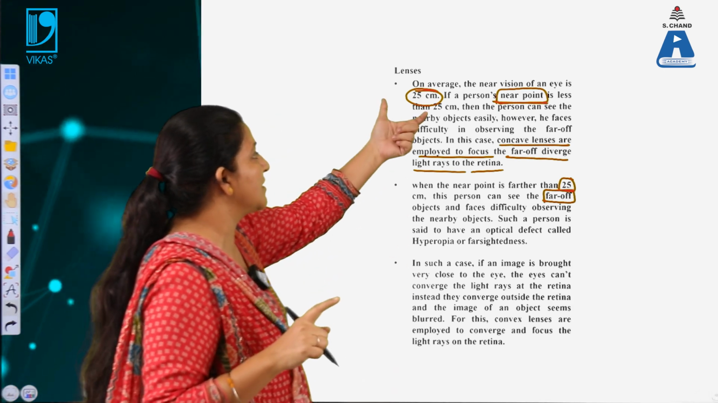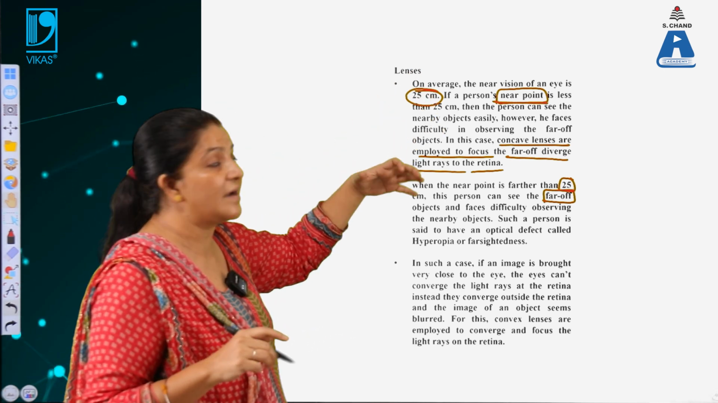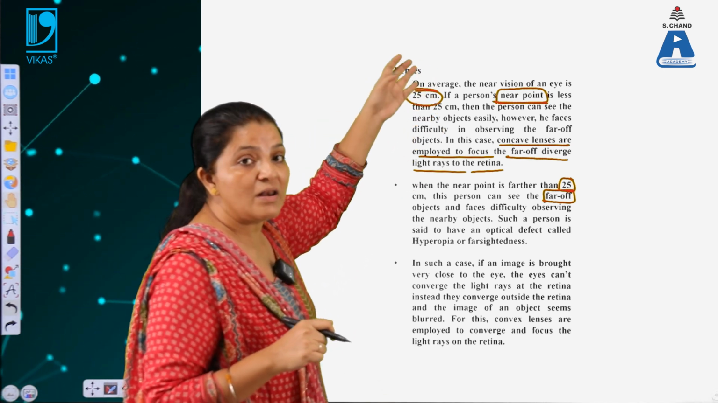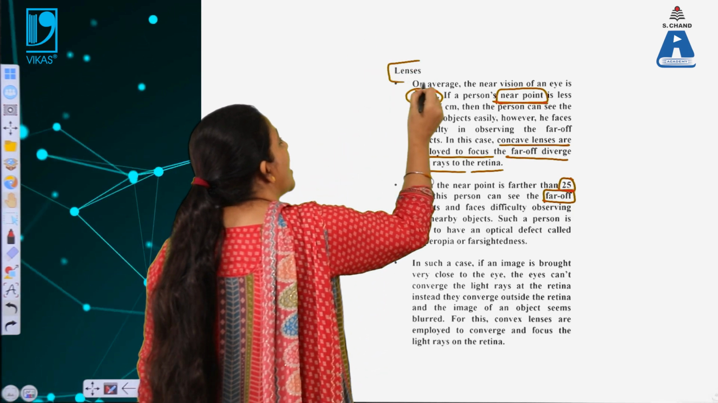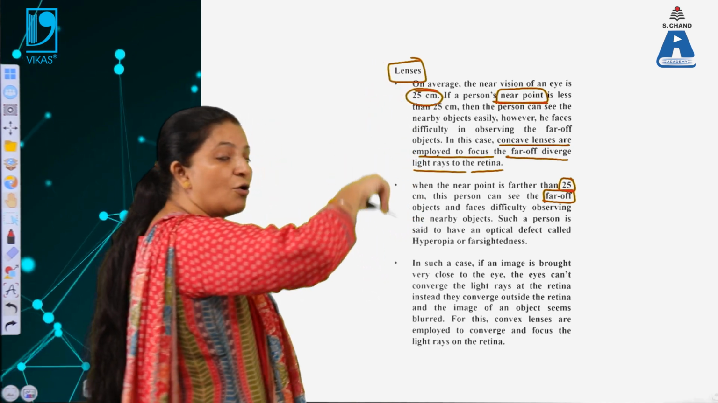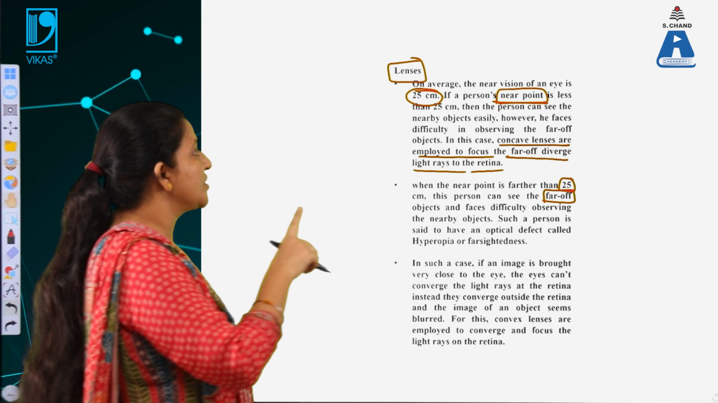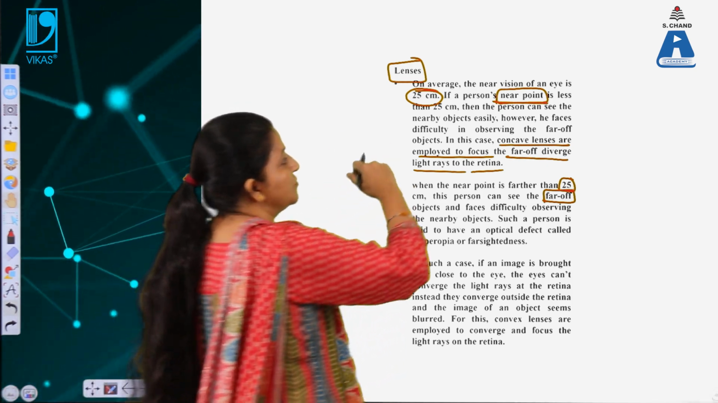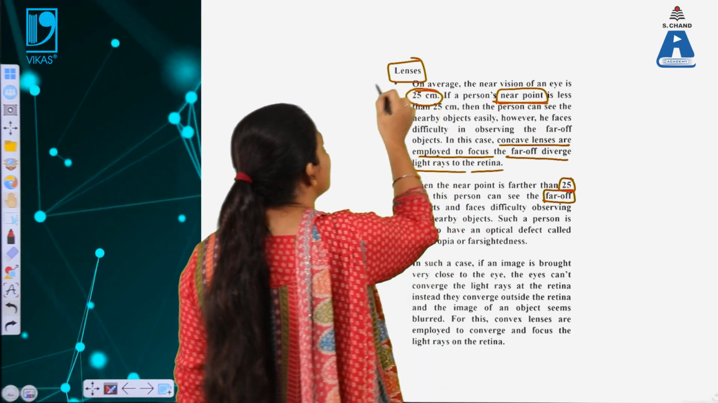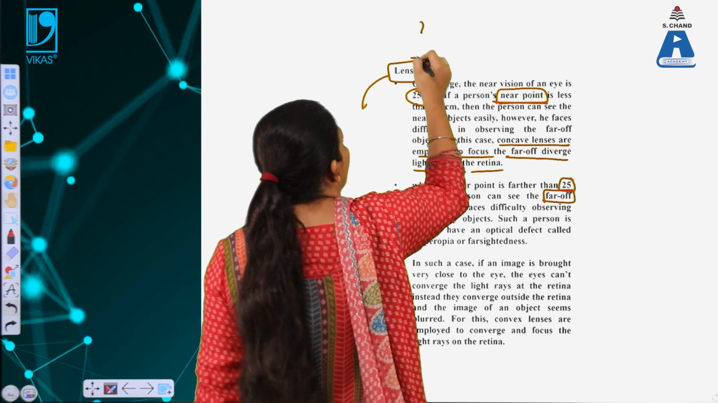So what is 25 centimeter? This is taken as the near vision of the eye, or you can say the focal length of the eye lens. These are the lenses which are used in our glasses in order to make our eye see the objects properly. When we are not able to see images of the objects properly, these different kinds of lenses are used.